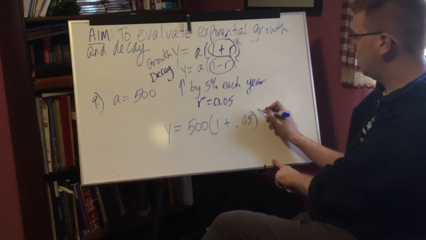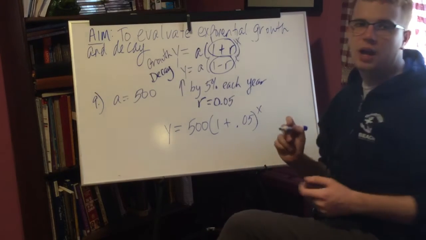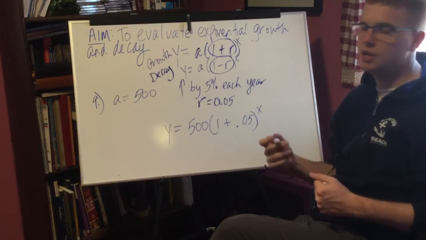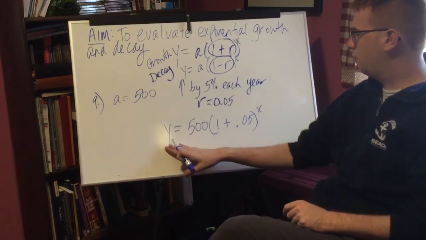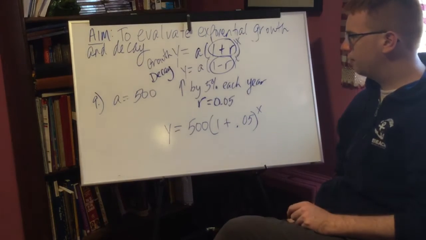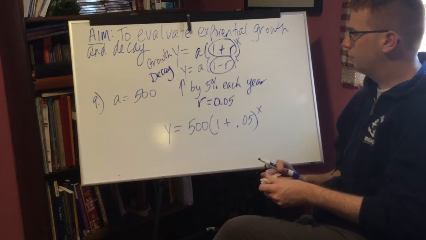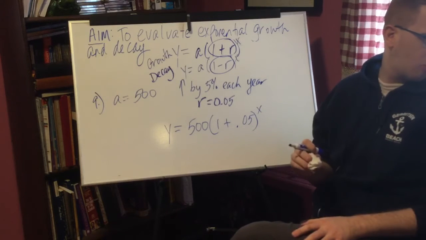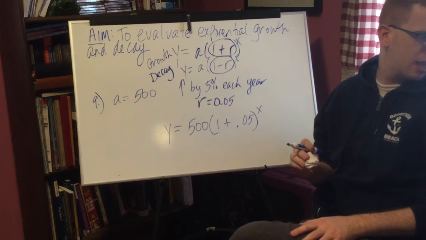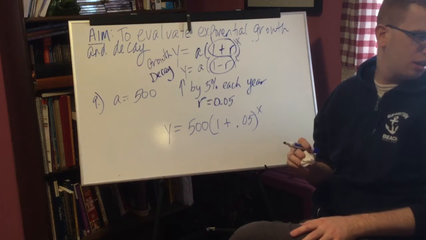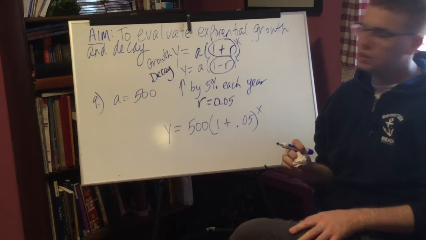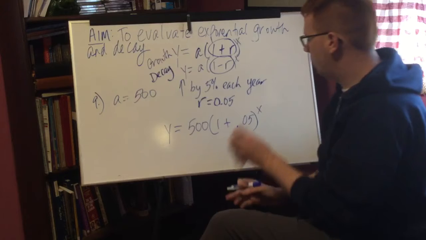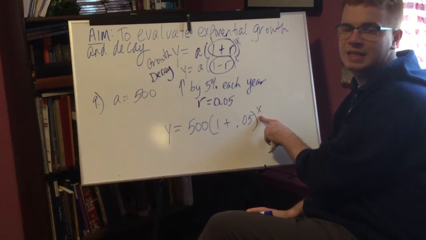Close out your parentheses, and then it's raised to the x power, and x represents the time, the amount of years. So this is the formula that you're going to be using. And the second prompt says, how many people would attend in the 10th year if needed? Round your answer to the nearest person. So now what this means is we have to plug in 10 for x, because x is the amount of years.